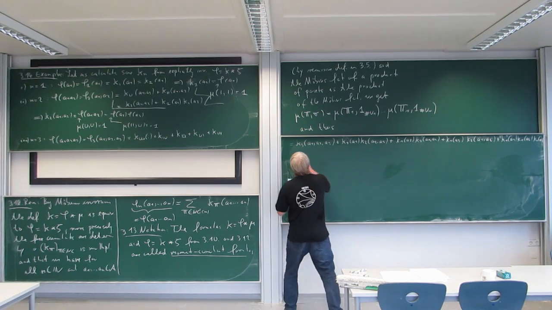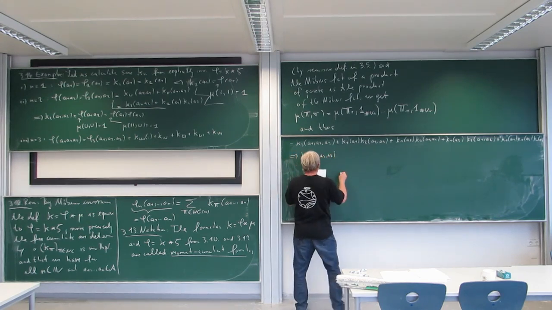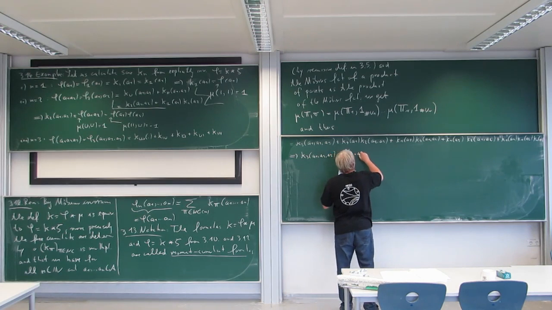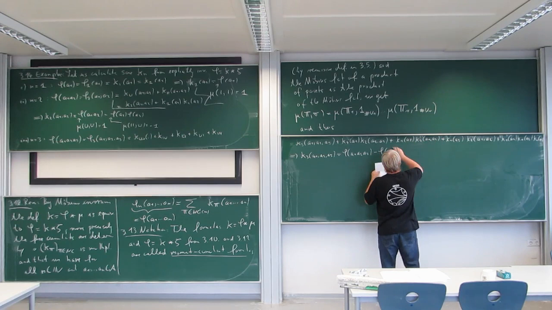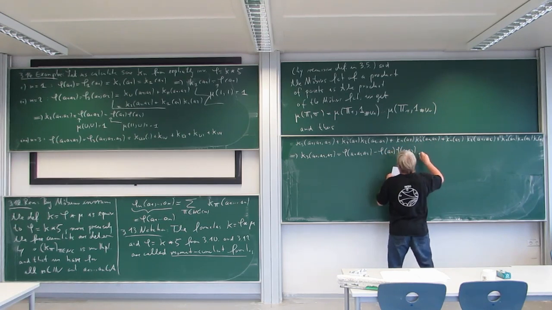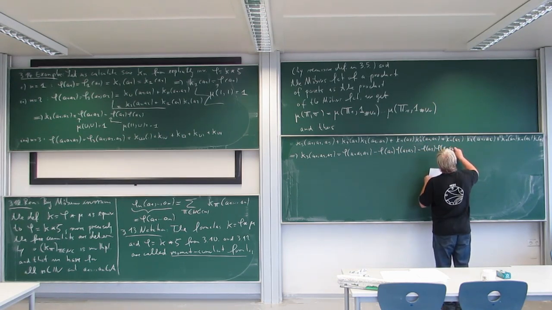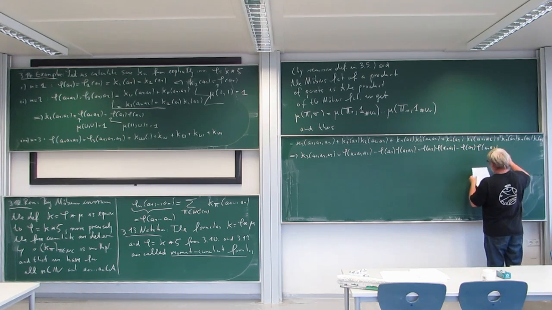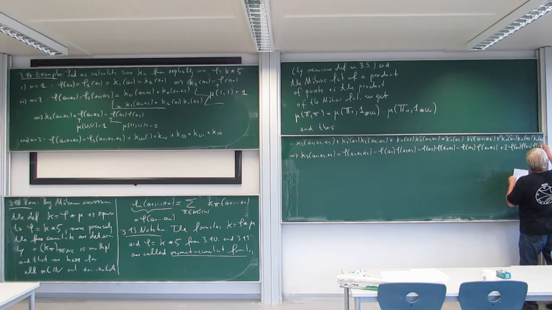So if you do the calculation here, you will get that kappa 3 of A1, A2, A3 is given by, of course, the highest order term phi of A1, A2, A3, and then we have minus phi of A1 times phi of A2, A3, minus phi of A2 times phi of A1, A3, minus phi of A3 times phi of A1, A2, and then we have plus 2 times phi of A1, phi of A2, phi of A3.